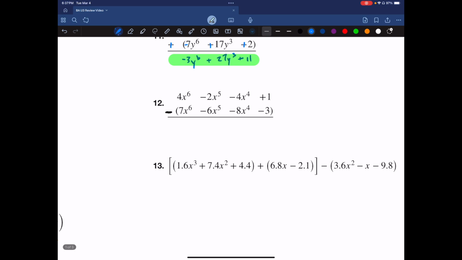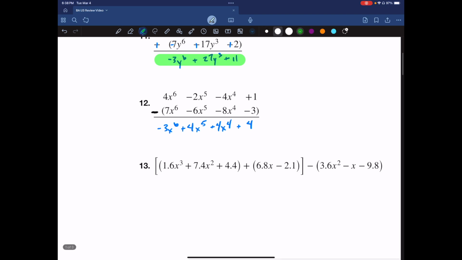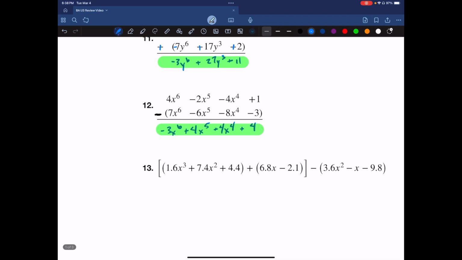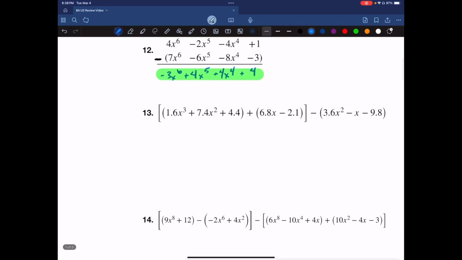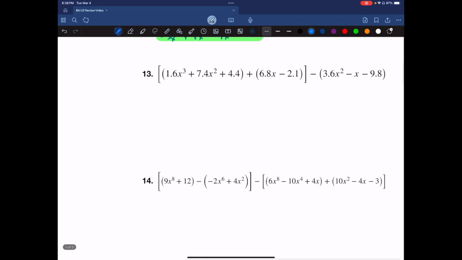All right, so on 12, if we work it without distributing, this is going to be 1 minus negative 3, which is 4. Negative 4 minus negative 8 is going to be plus 8, so that's going to be positive 4. Negative 2 minus negative 6 is going to be plus 6, and it's going to be plus 4x to the fifth. 4x to the sixth minus 7, it's going to be negative 3x to the sixth. Okay, so between 11 and 12, those are two different approaches. Pick one. The process is the same either way, but pick the approach that you like better and go with it. 13 and 14, don't let yourself get overwhelmed by such problems.